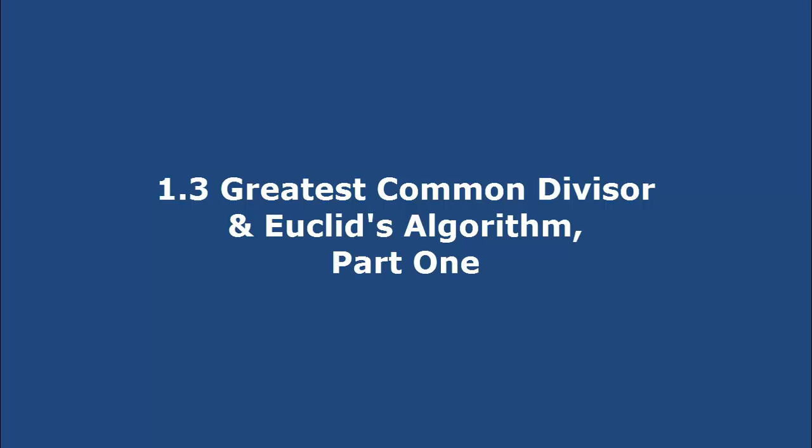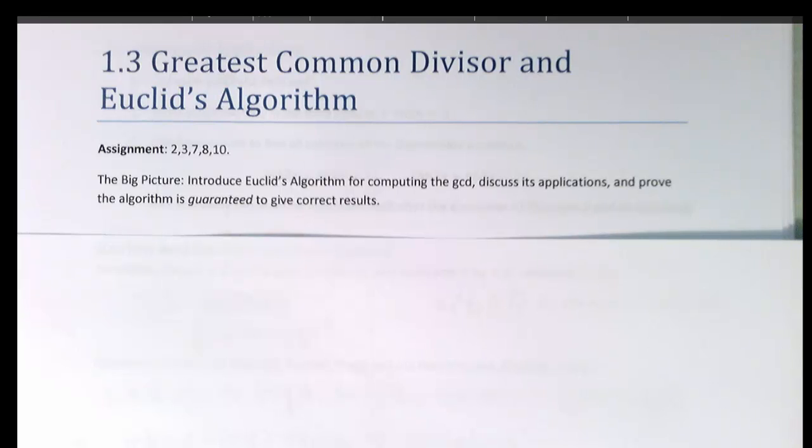This is part 1 of the lecture on section 1.3 on the greatest common divisor and Euclid's algorithm. Euclid's algorithm is an algorithm for computing the greatest common divisor of two integers. We want to remind ourselves of how that algorithm works, discuss some applications, and finally prove that the algorithm is guaranteed to give correct results.